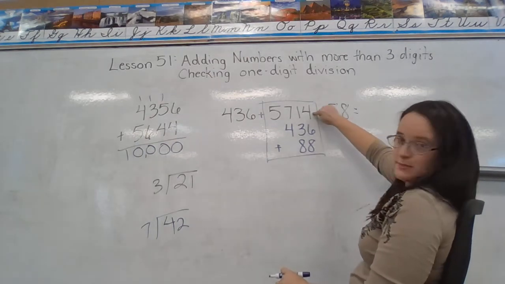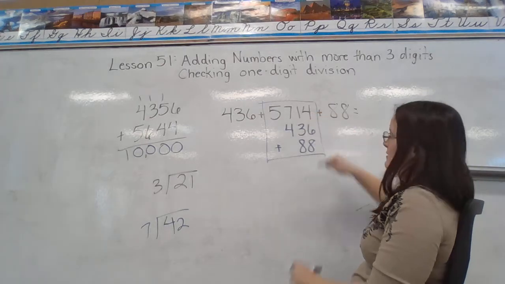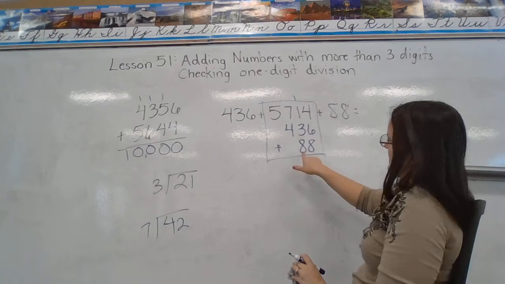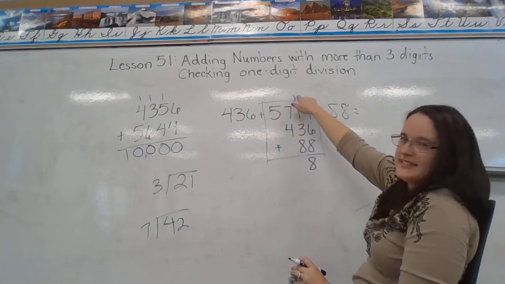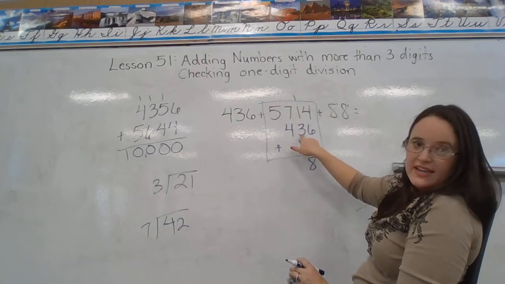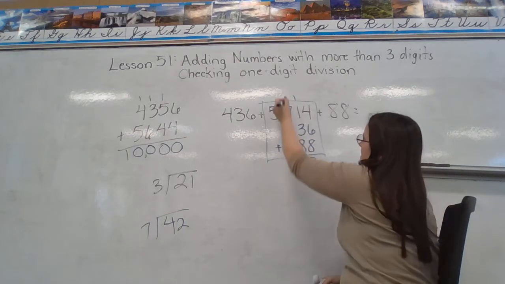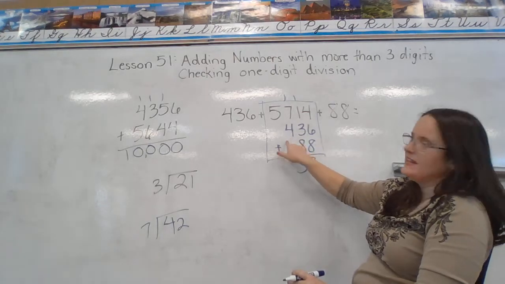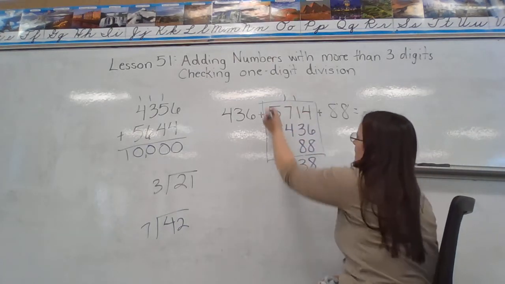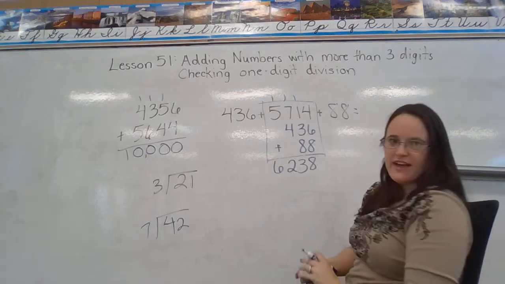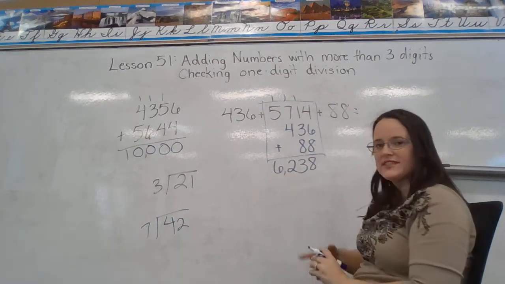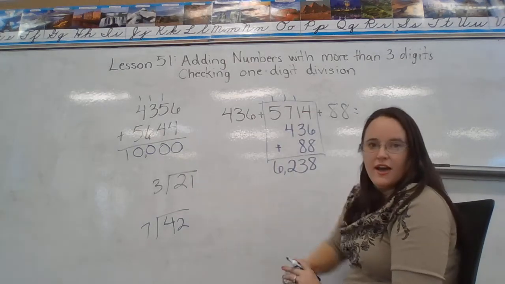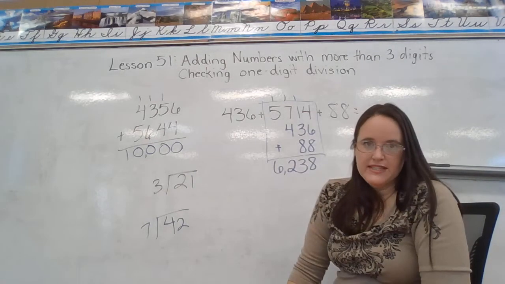So 6 plus 4 gives me 10. 10 plus 8 is 18. 8, 9, 10 plus 3 gives me 13. 7 plus 4 is 11. 11 plus 1 gives me 12. And 5 plus 1 is 6. So we have 6,238 as our answer. All right, let's take a look at these division problems.